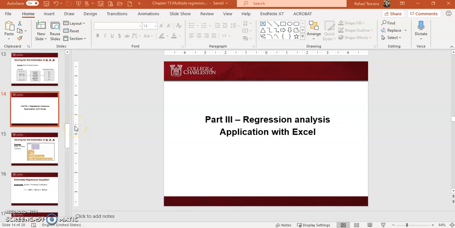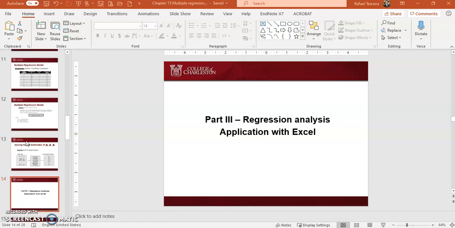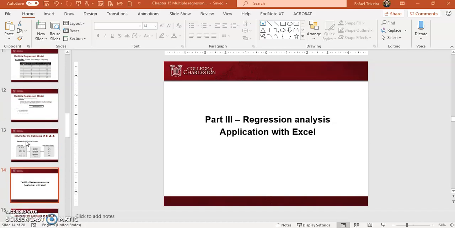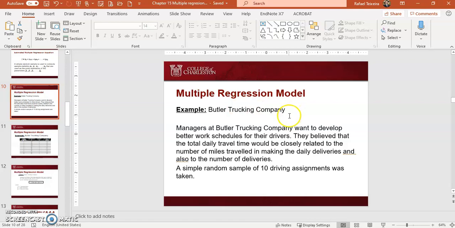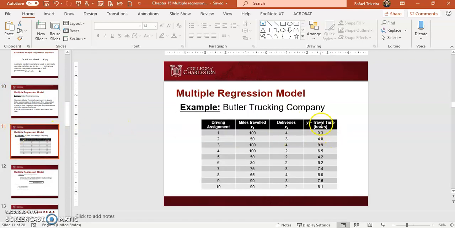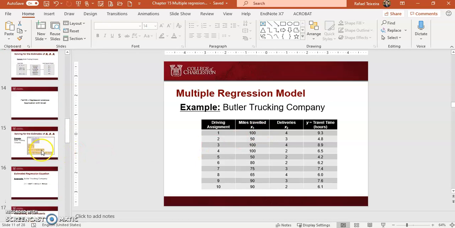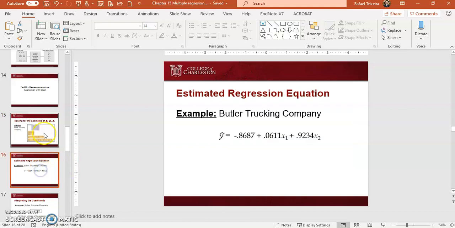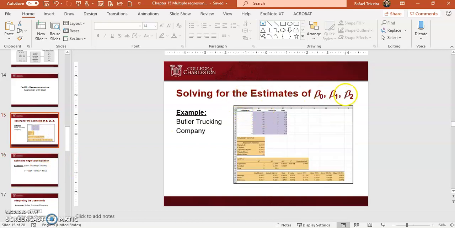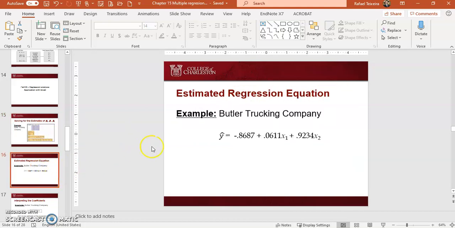Hi, this video is about multiple linear regression, and I'm going to show you how to solve the problem using Excel. Let's go back to the problem. We have the Butler Trucking Company, and we have the total travel time that depends on deliveries and miles traveled. We're going to use the data analysis tool like we did before to solve for the estimates that we're looking for.